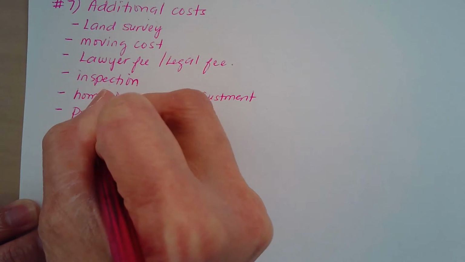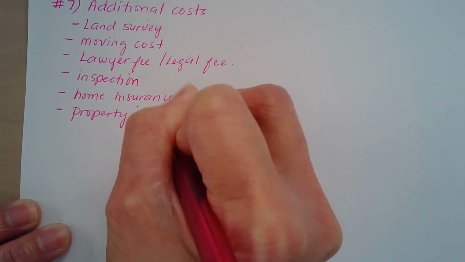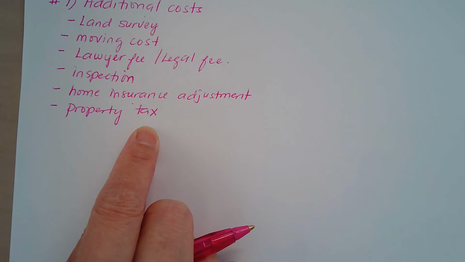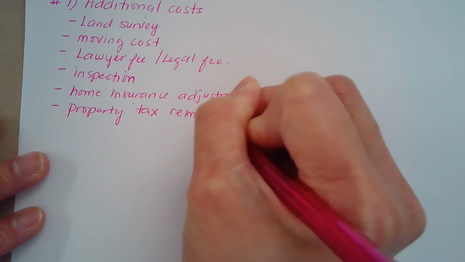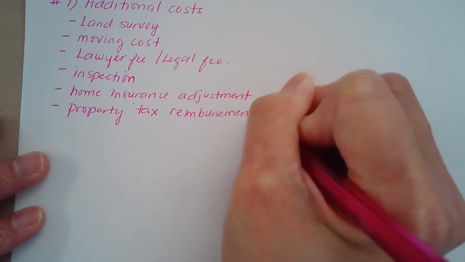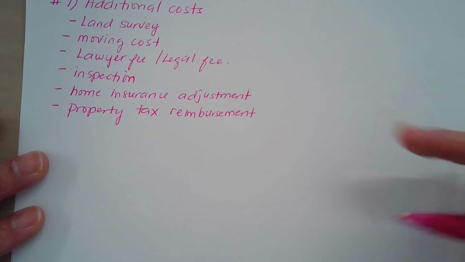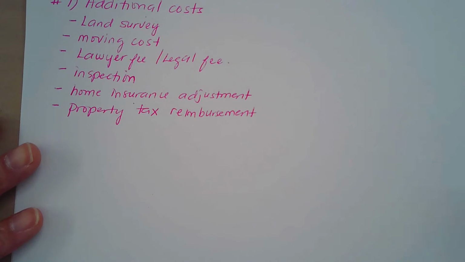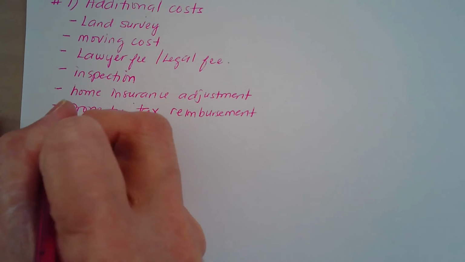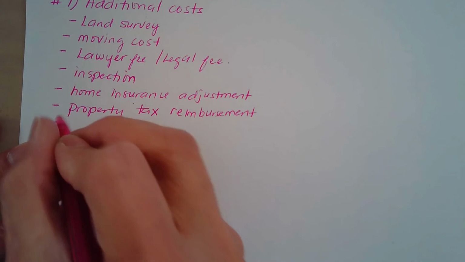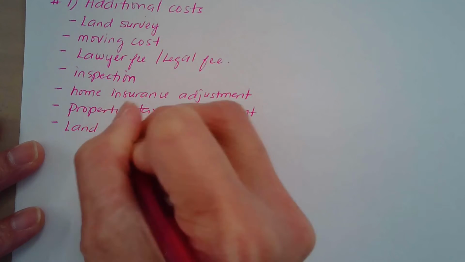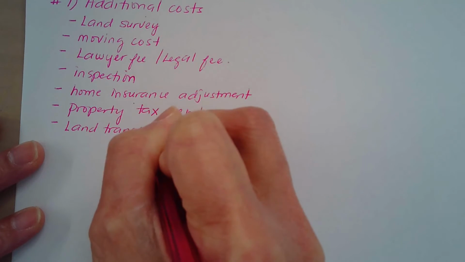There's a property tax. Okay, if somebody writes down property tax, that's gonna be incorrect. It's not an additional cost. But if somebody says property tax reimbursement, and of course, you could write this down on your cheat sheet, right? What else? Land transfer tax. We're going to be calculating it later.